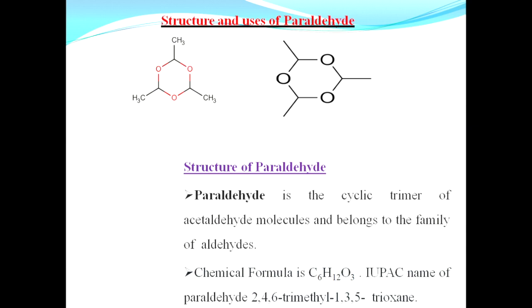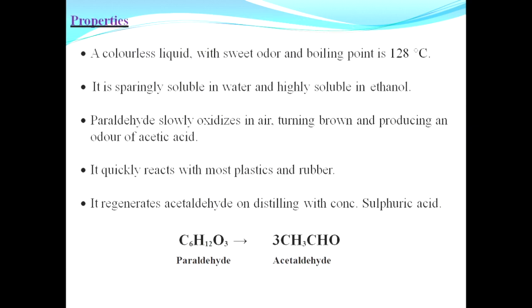Its chemical formula is C6H12O3. Its IUPAC name is paraldehyde or 2,4,6-trimethyl-1,3,5-trioxane. Now, paraformaldehyde is a colorless liquid with a sweet odor and a boiling point of 128 degrees. It is sparingly, very rarely, soluble in water and highly soluble in ethanol.